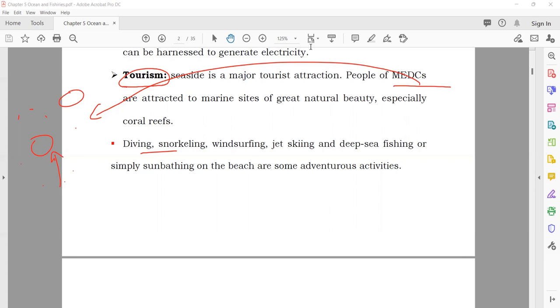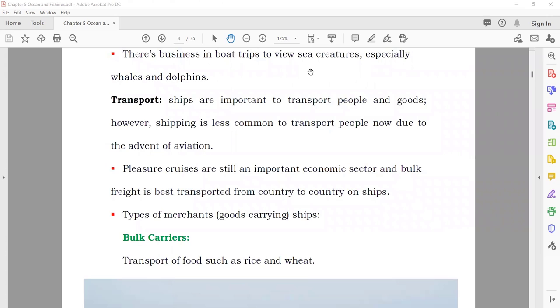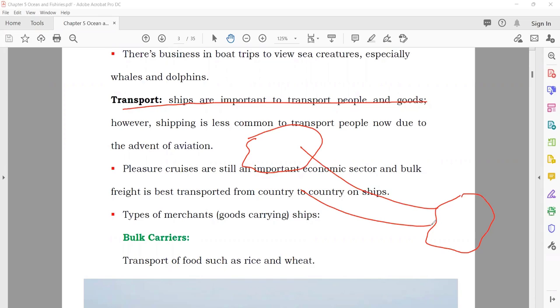So tourism also you are getting from the ocean. After that, you have the transport. Yes, in transport, the ships are important to transport the people and goods. For example, this is one continent, this is the other continent, and sometimes they don't have any land link between them. It is all water. So these oceans are used as a mode of transportation, and they're using the ship and other types of ferries and carriers to move things from one place to another. So also the oceans provide you the transportation.